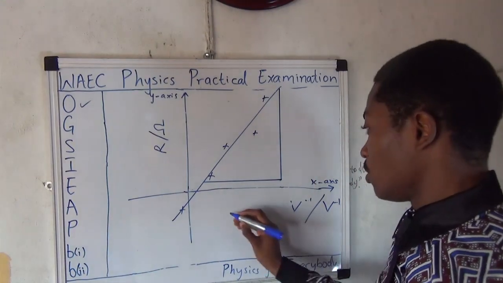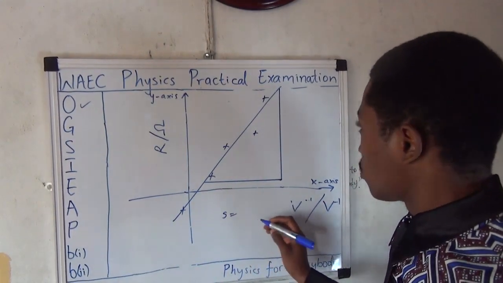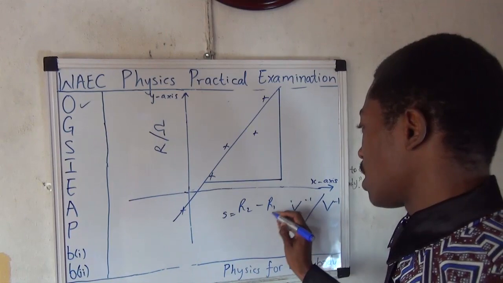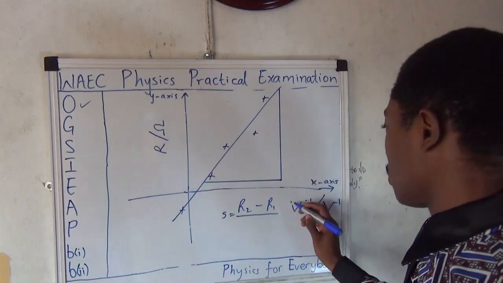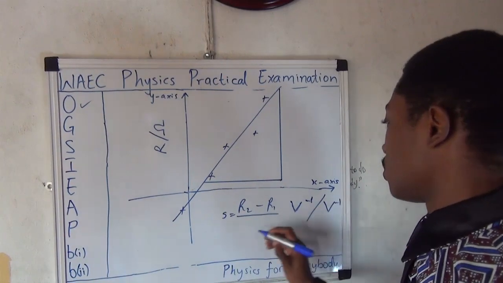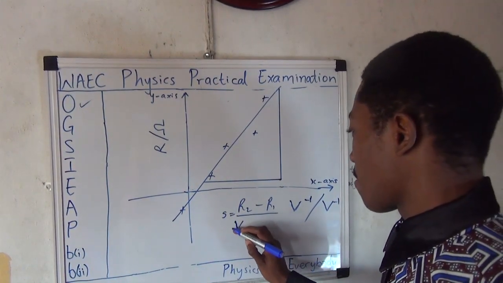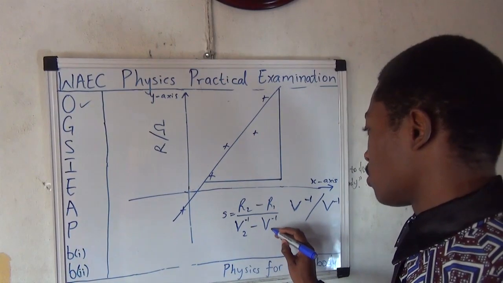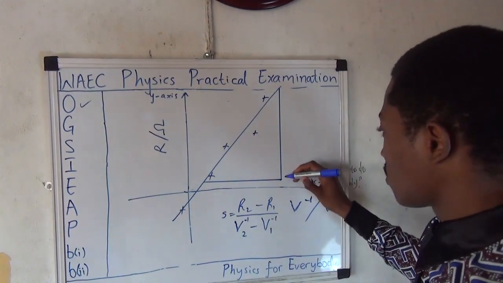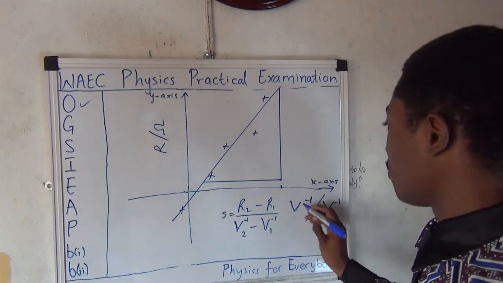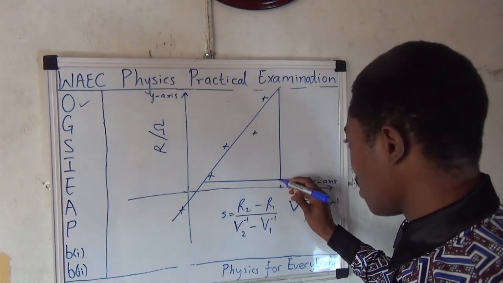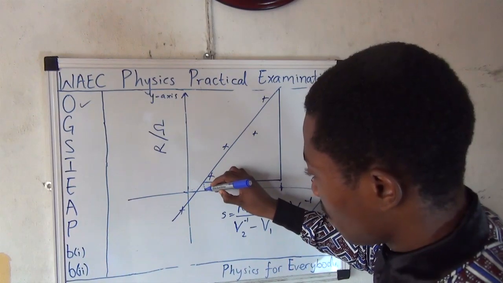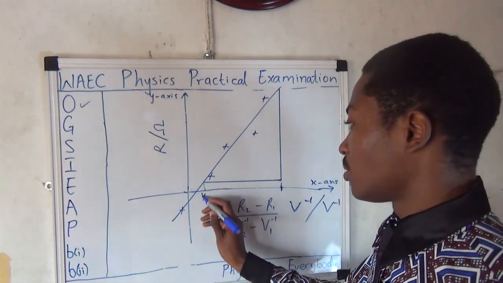To get your slope, S is equal to, you've plotted values of R, so you have R2 minus R1 divided by your horizontal axis. You have V raised power minus 1, so you have V raised power minus 1 subscript 2 minus V raised power minus 1 subscript 1. What that means is, on the V raised power minus 1 axis, you use a dotted line to trace the value here, this is your V2. You trace this down. Your value here, this is your V1. This is your V2.